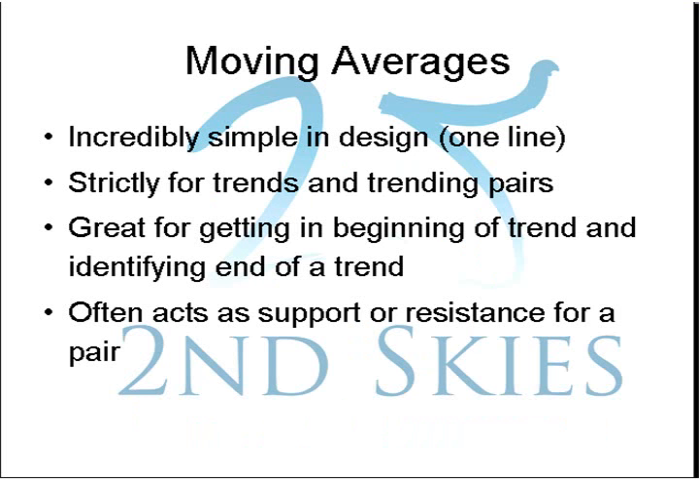The first thing I want to talk about is moving averages, just their basic design here. Moving averages are very simple in design. They're just one line on your screen. They're strictly designed for trends and trending pairs. In ranges, they don't really give us any information at all, or very little, and are not really useful. They're great as a whole for getting in at the beginning of a trend and identifying the end of a trend, but not necessarily picking the tops and bottoms per se. And they can often act as support or resistance for a particular pair.